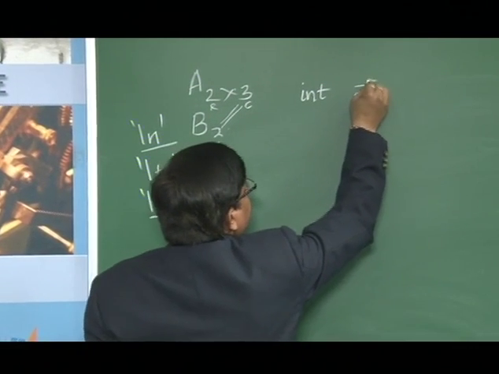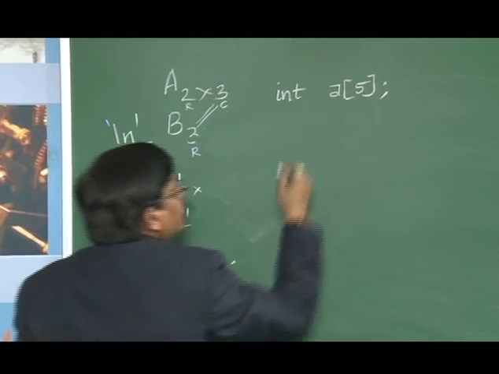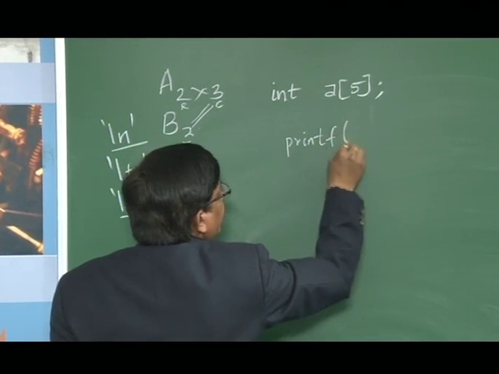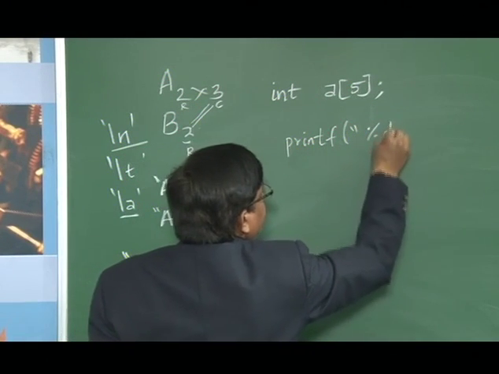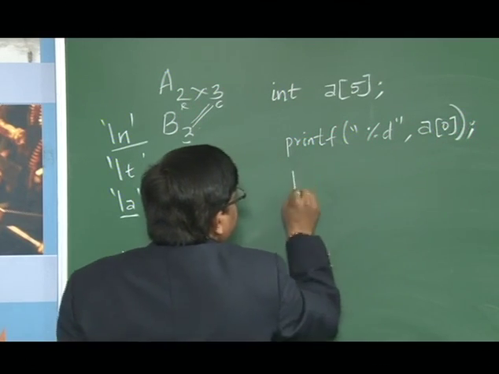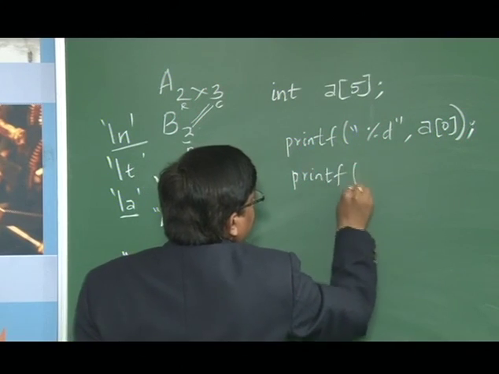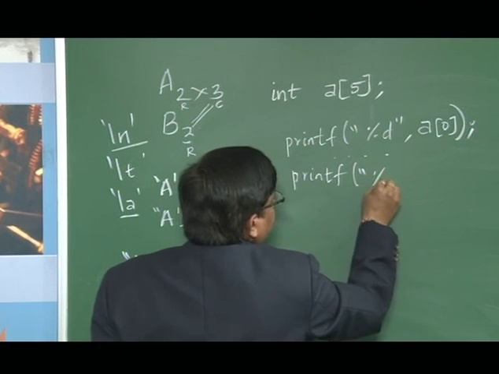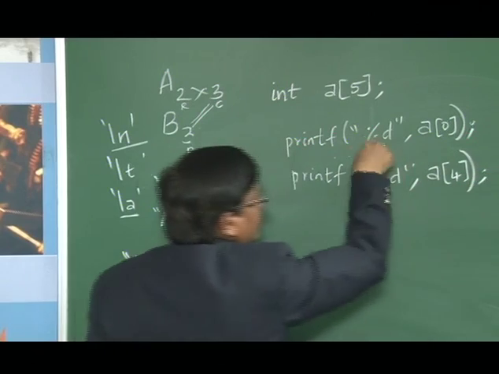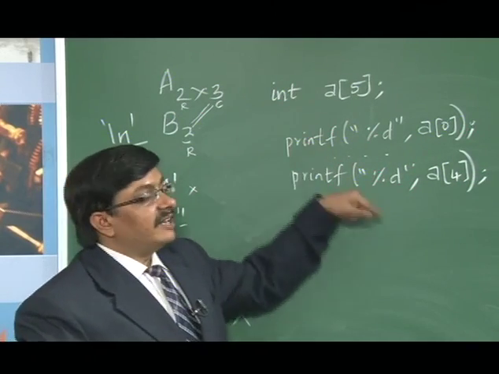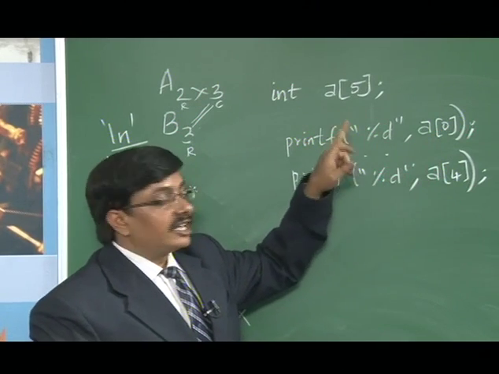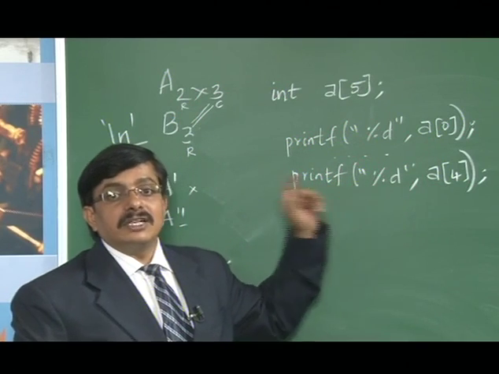Assume A is an array of 5 integer elements. When I am printing the elements of the array A, I use printf of %d, A[0]. Similarly, I can use printf of %d, A[4], the last element. These are the syntax I normally use for printing the elements of the array. A[0] refers to the first element, A[1] to the second, A[2] to the third, and finally A[4] refers to the fifth element of the array.